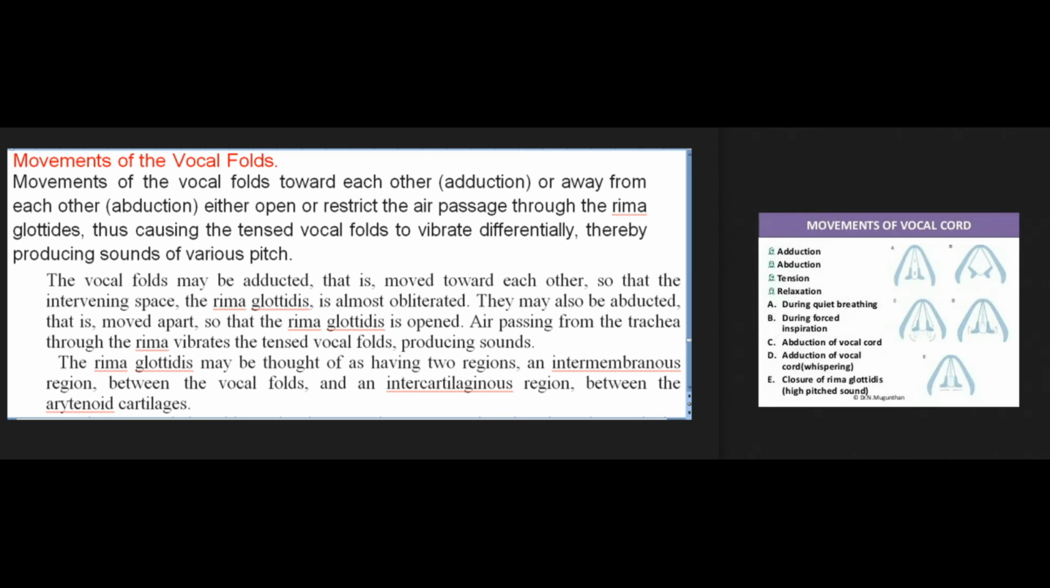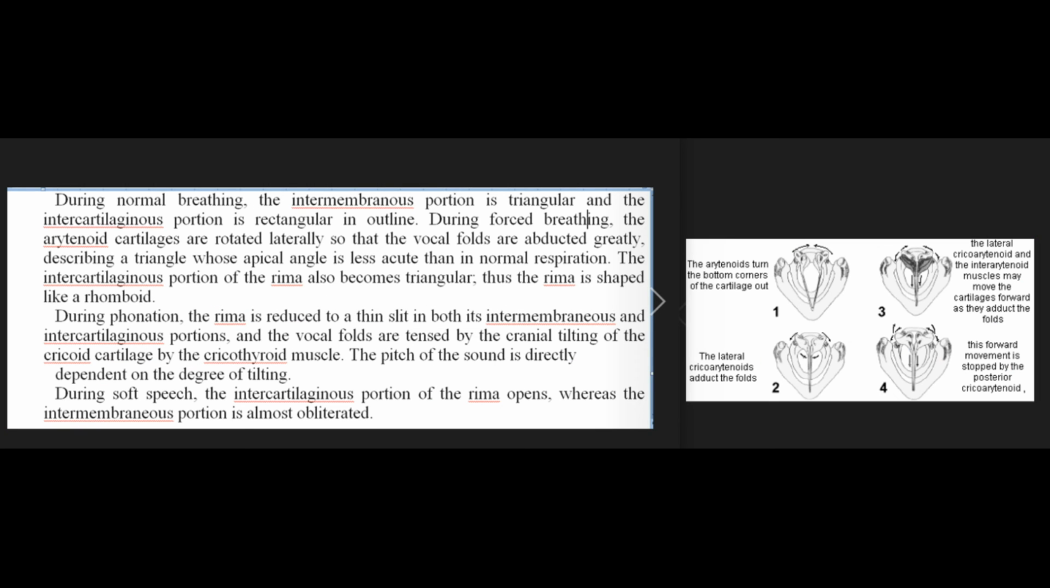The rima glottidis may be thought of as having two regions, an intermembranous region, between the vocal folds, and an intercartilaginous region, between the arytenoid cartilages. During normal breathing, the intermembranous portion is triangular and the intercartilaginous portion is rectangular in outline.